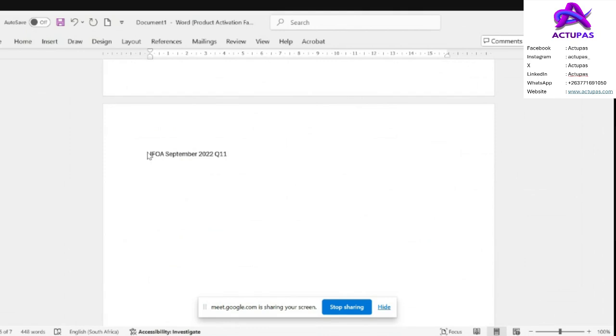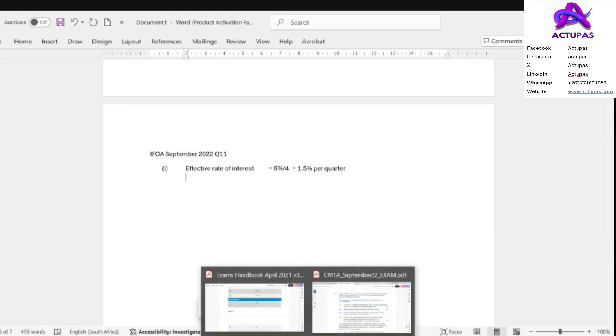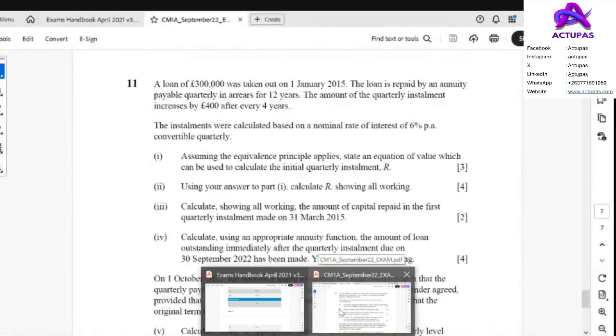Question 11. So we start with the first part. The first thing is we want to find the effective interest rate. So our effective rate of interest is equal to 6% divided by 4, which is equal to 1.5% per quarter.